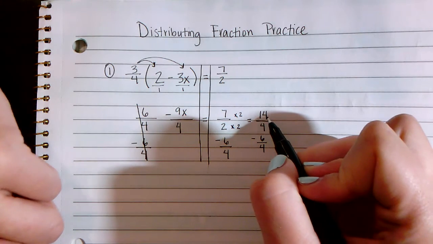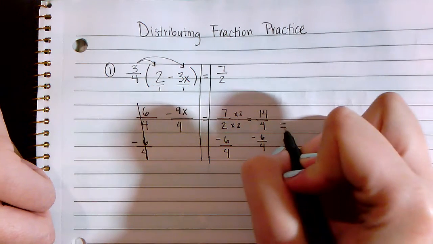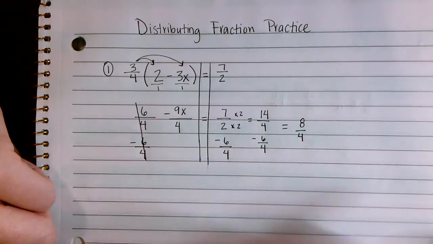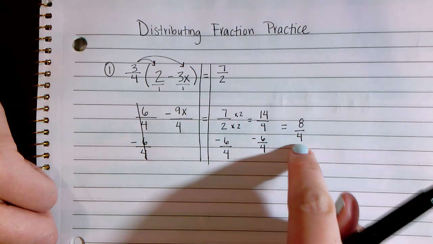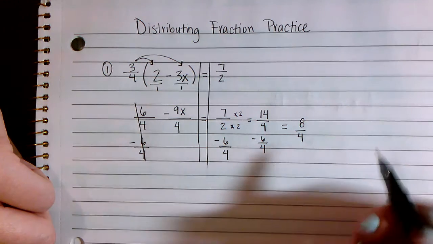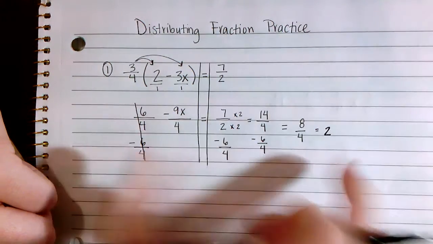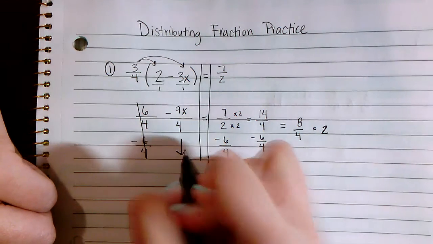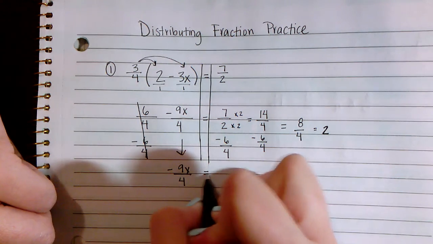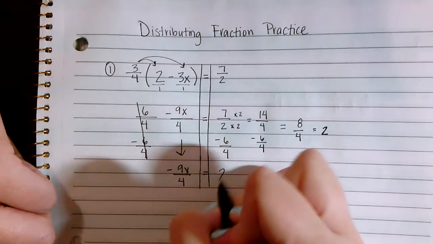So now I can just subtract my numerators. 14 minus 6 will give me 8 over 4. Now this, I know a lot of you are thinking, oh, that's a nice number, that's nice and pretty. If we have 8 divided by 4, that really equals 2. So when we come down here, we're going to bring negative 9x divided by 4 down. Our equal sign is still right here in the middle. And 2 is what's left over on this side.